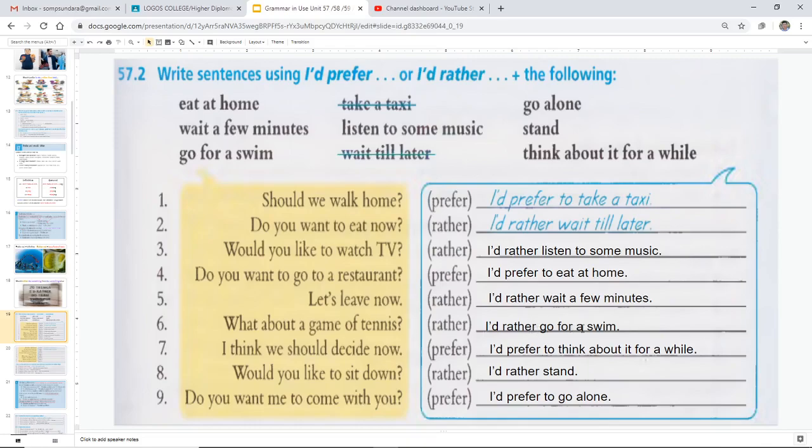That's all you had to do. All right, I'd rather go for a swim, not I'd rather to go for a swim. All right, I'd prefer to go alone. We don't say I prefer go alone. We use infinitive with prefer. We use the base form of the verb with rather.